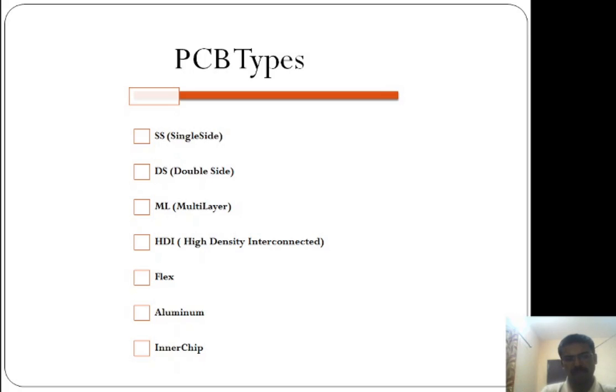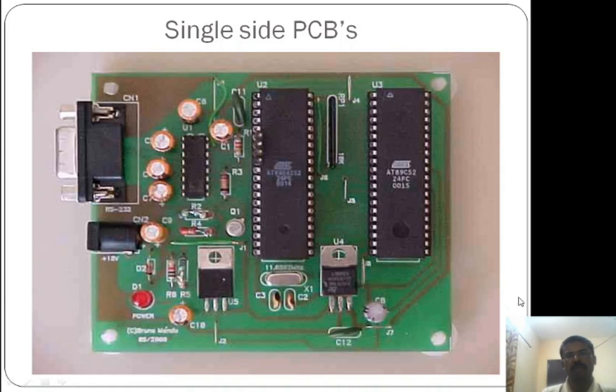So components are placed in the inner layers also. So that is inner chip. See, this is the example, a sample board for single sided PCB. Components are placed on the one side, and the other side is actually not shown here. The tracks are drawn and soldered in the bottom side.